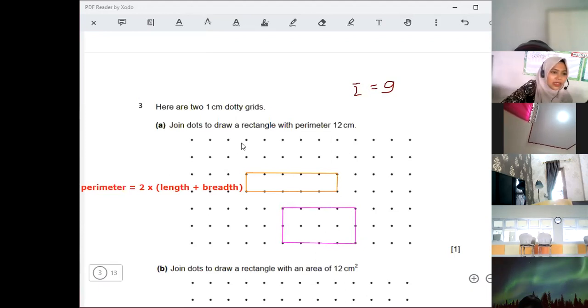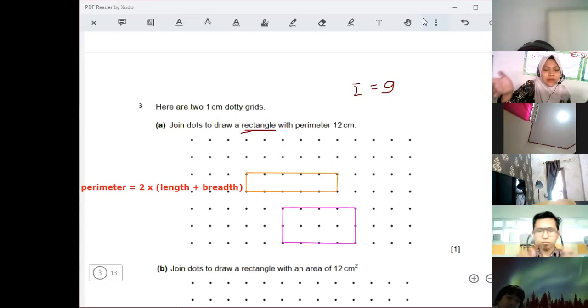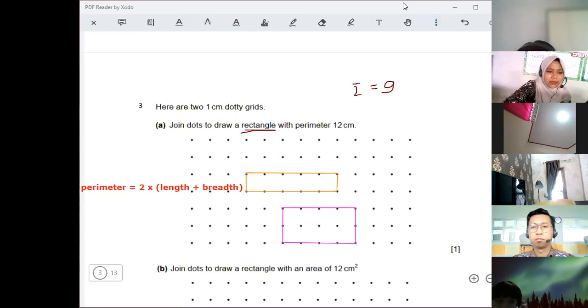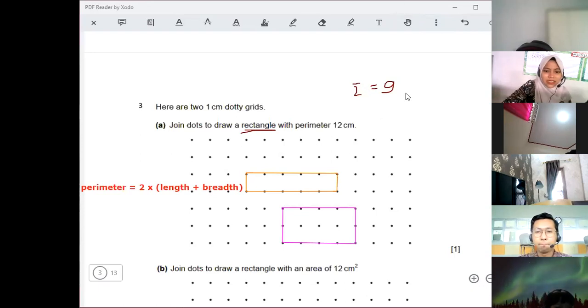Can we draw 3 and 3? I think it will be better not to draw 3 and 3 because this is a rectangle. When you need to draw a square, then you can write 3 and 3. But because it is a rectangle, please just draw something having a different length and breadth. Okay. Got it for number 3?